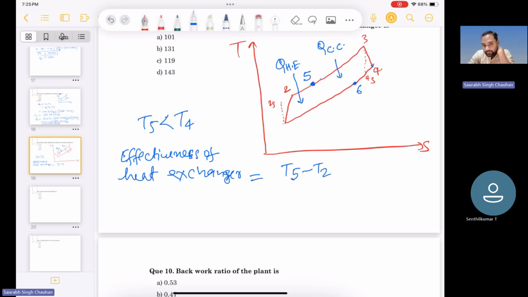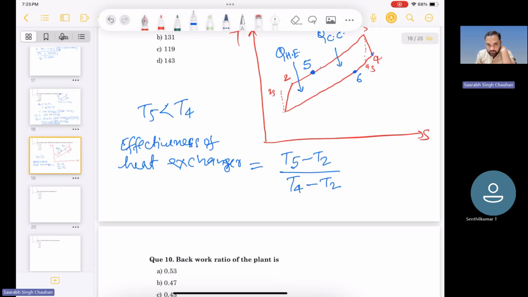Yes, sir. T4 is the temperature of exhaust gases coming out from the turbine. If the heat exchanger has 100% effectiveness, then this is the maximum temperature we could have reached. But actually, we are reaching only up to 0.5. So T5 minus T2 is the actual temperature rise, and the maximum temperature rise could have been T4 minus T2. Correct? Yes, sir.